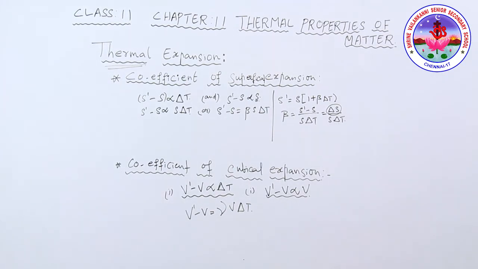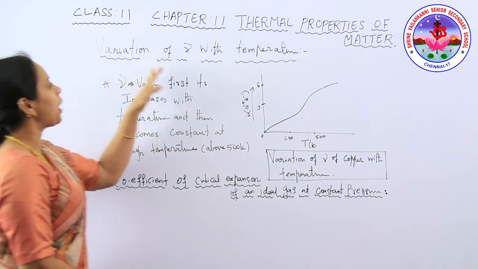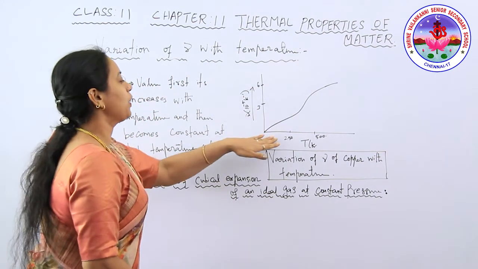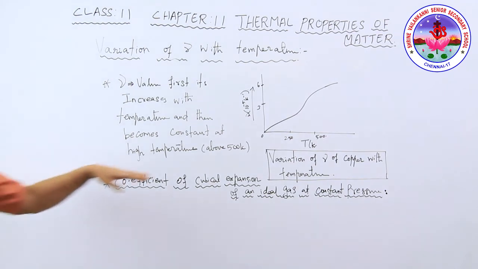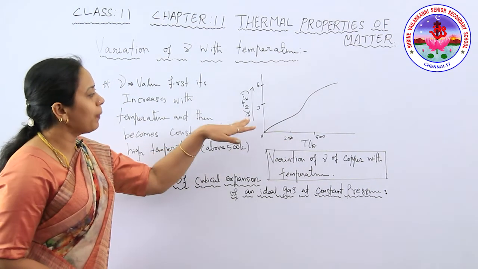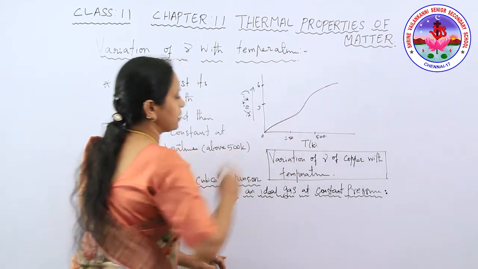It is the coefficient of cubical expansion, right? Next, students, the variation of gamma with the temperature. Look at the diagram, that is the graphical representation for the variation of gamma with the temperature. This helps to know the coefficient of cubical expansion of the substance varying with the temperature, how the cubical expansion is varying with the temperature in Kelvin.